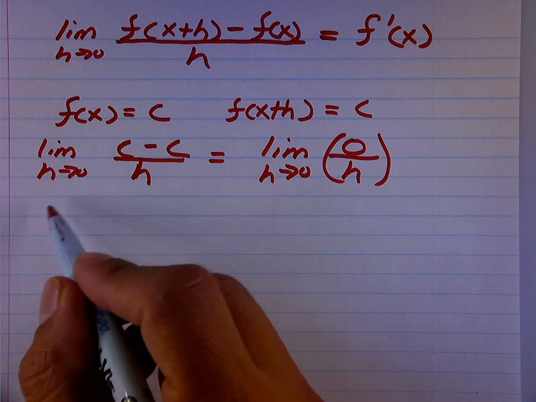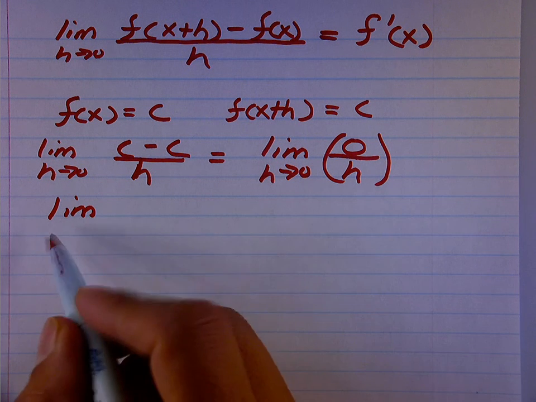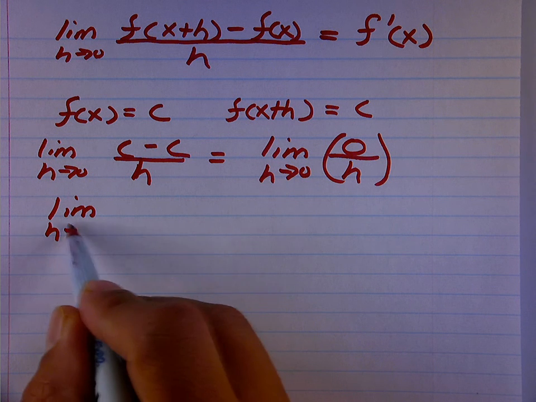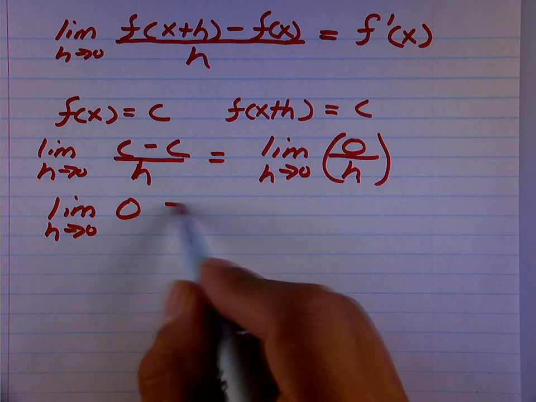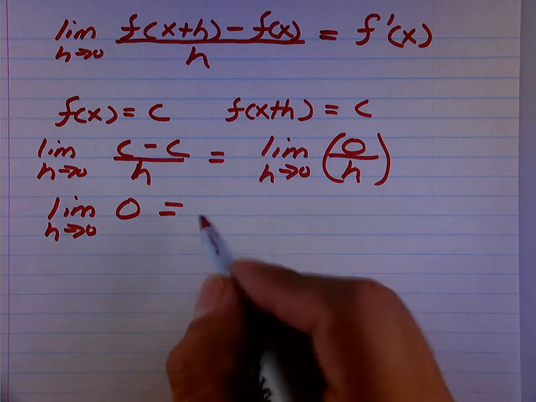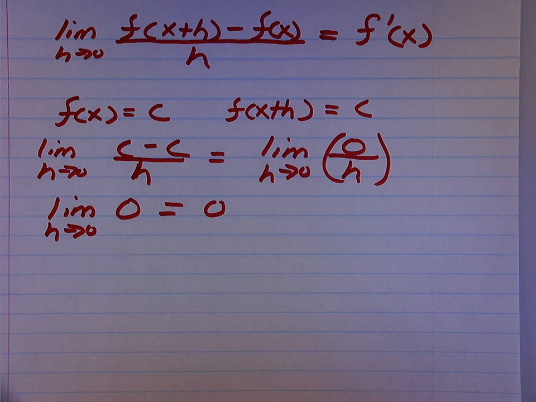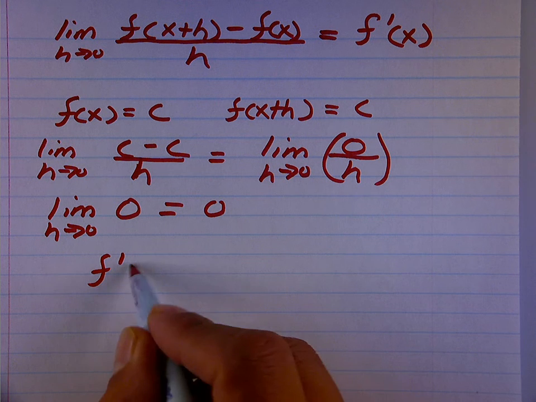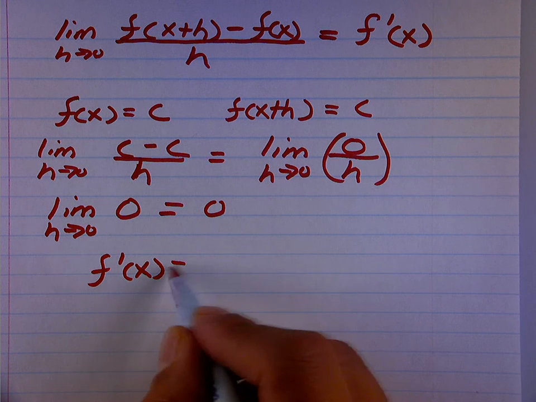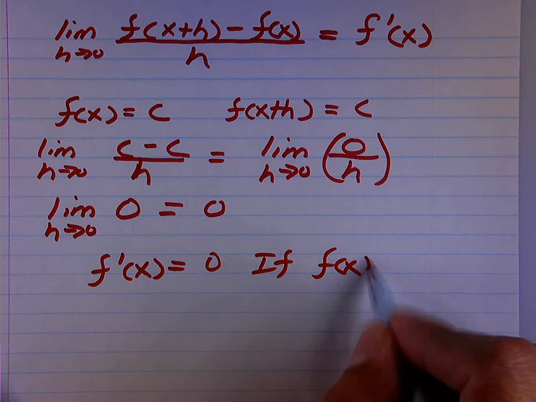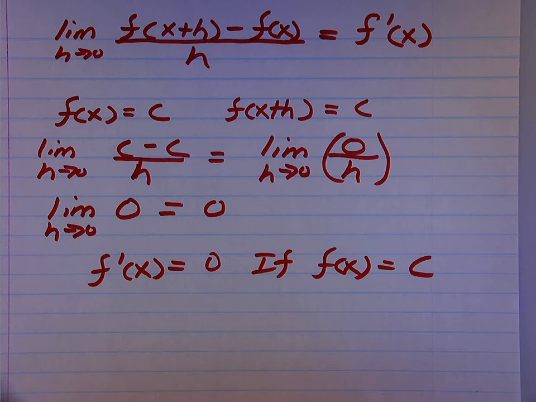However, this fraction can reduce to 0 because 0 divided by any number is itself 0. And the limit of a constant is that constant, which gives me my first derivative: f prime of x equals 0 if f of x equals c.